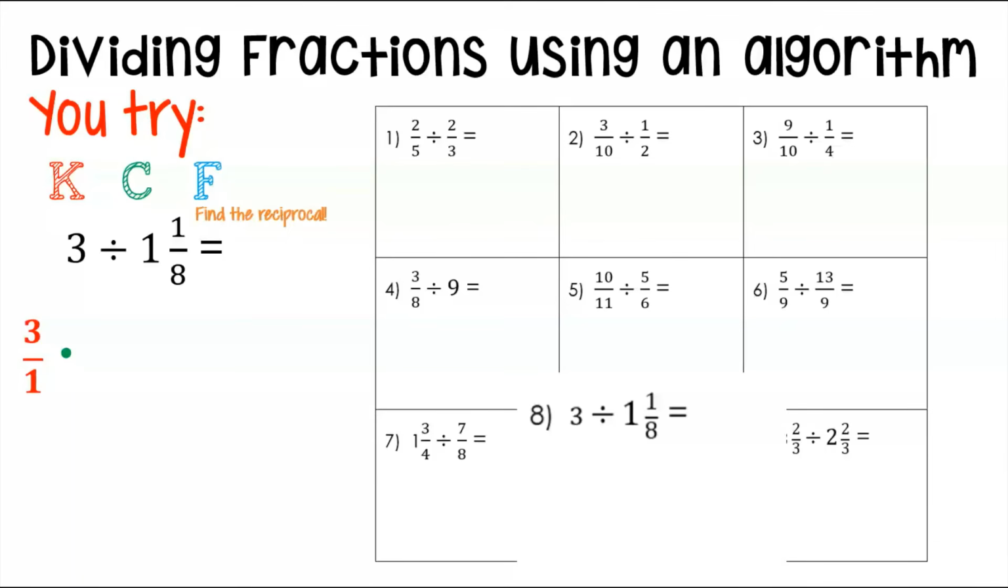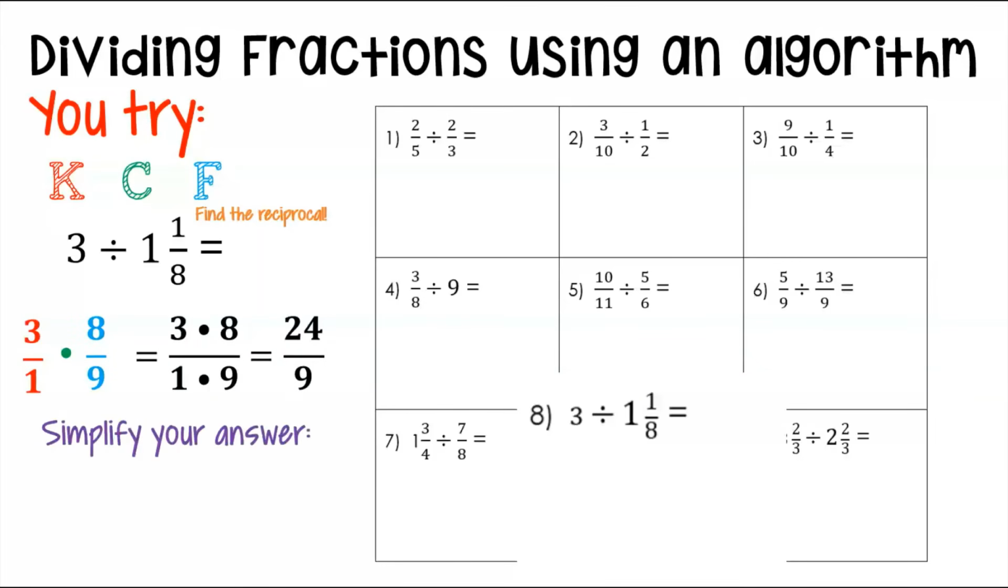Well, we can't do that until we change it into an improper fraction. 8 times 1 is 8, plus 1 is 9. So we would have made that 9/8. When I flip it over, it becomes 8/9. Then I simply multiply across. 3 times 8 is equal to 24, and 1 times 9 is 9.